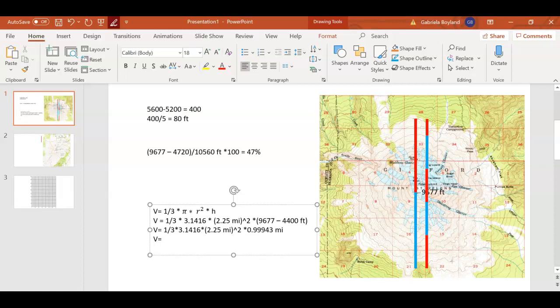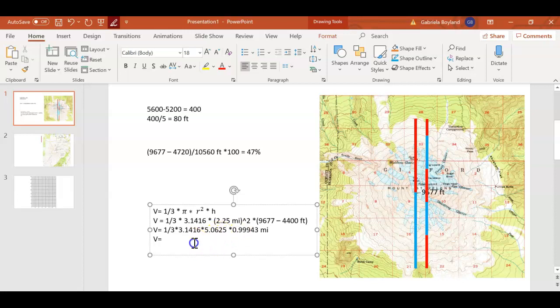So we get that 2.25 squared is equal to 5.0625. I'm going to go ahead and change that right here, just for clarity's sake. 625. So that times 0.99943 times 3.1416 times 1/3.